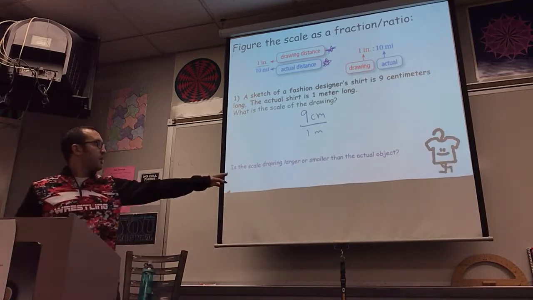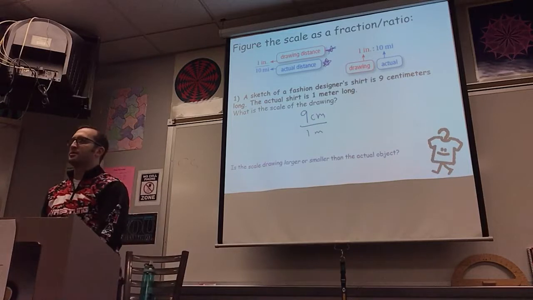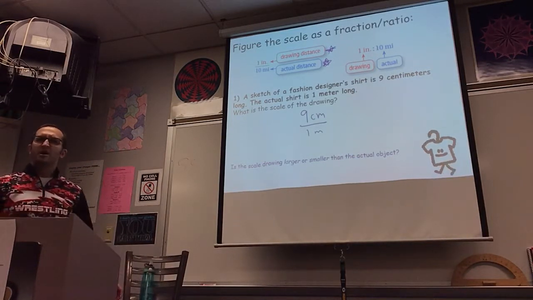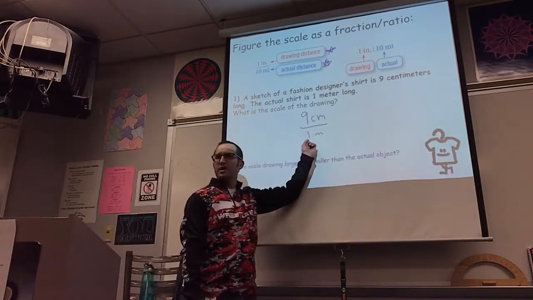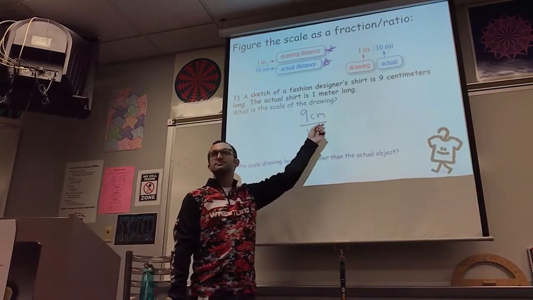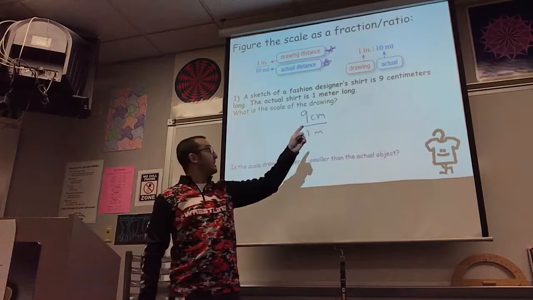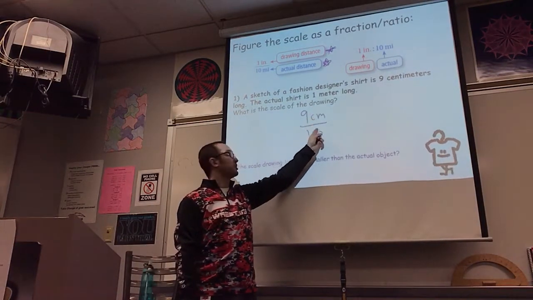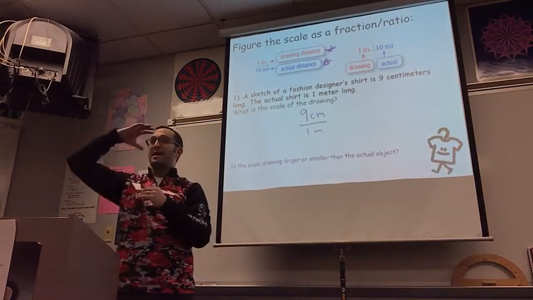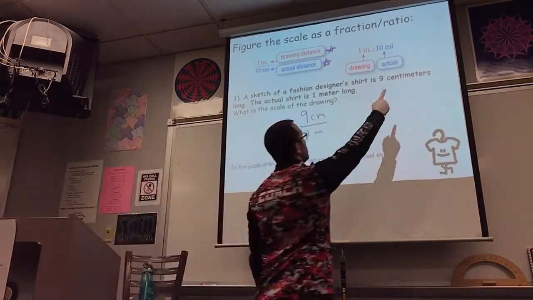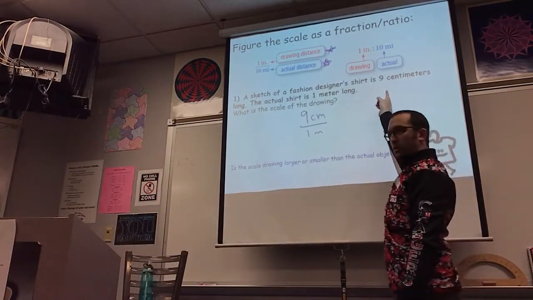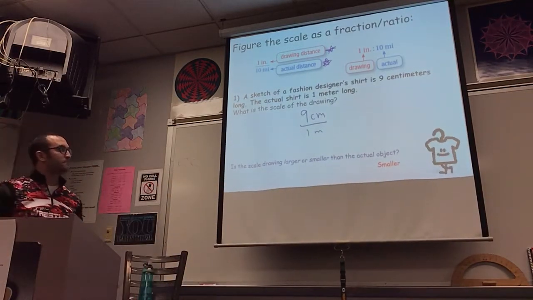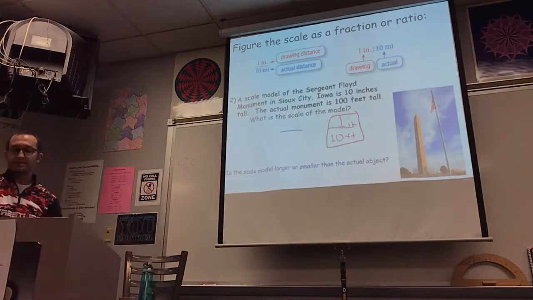So is the scale drawing larger or smaller than the actual object? Is the drawing smaller or larger? Well, but it's 9 to 1. But it's centimeters, so it's in units. I gotta think. The number that's bigger is on top, right? But the distance that's bigger is on the bottom. And which one comes second? The actual one comes second. Right. So yes, it is in fact smaller. The drawing is smaller. Okay? That's all that example is.